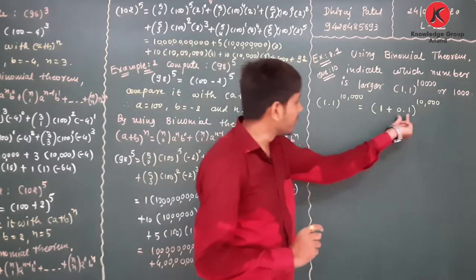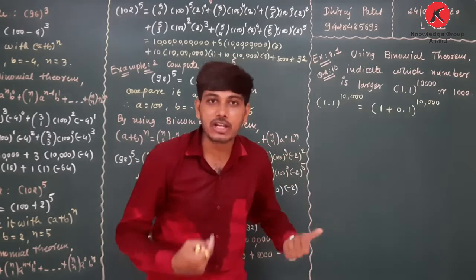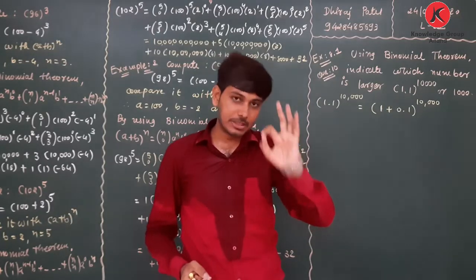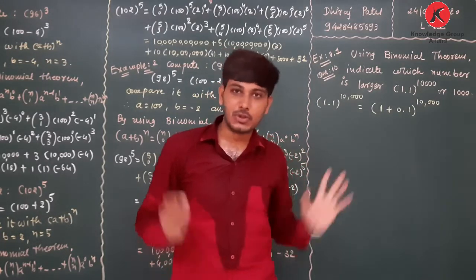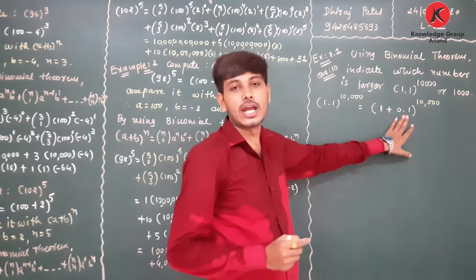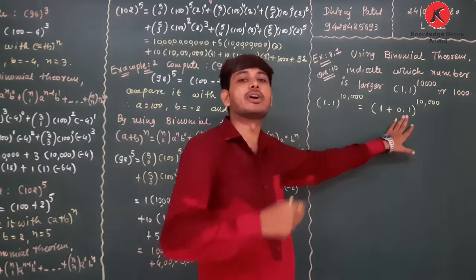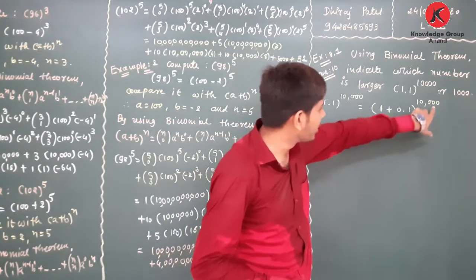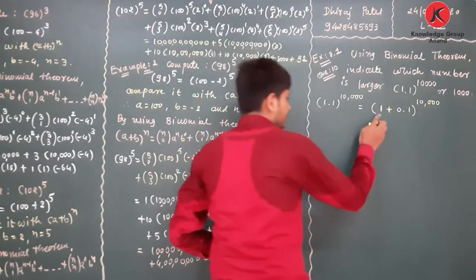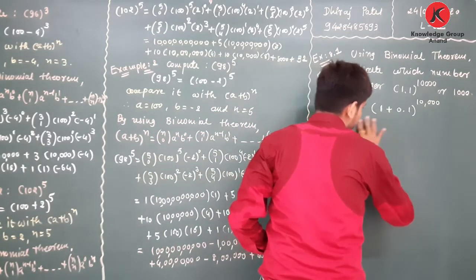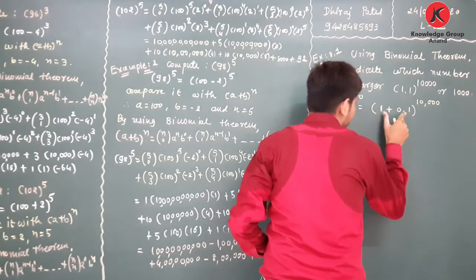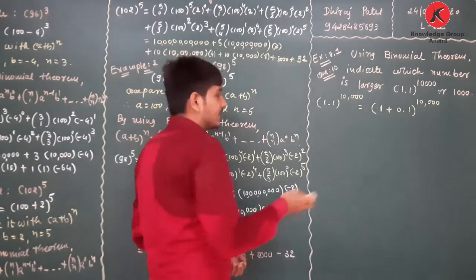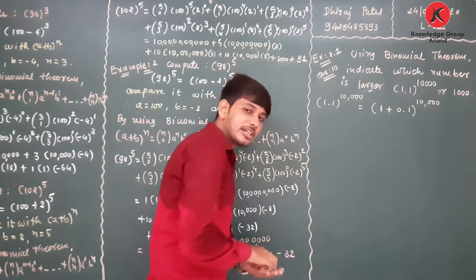Okay, and 0.1 we know that 0.1 means 1 upon 10. We know that. So it is also quite easy for calculation of any power of 0.1 or any power of 1. So 1 plus 0.1 raised to 10,000, now it becomes our binomial. See here, two terms are there. Therefore we can use binomial theorem.